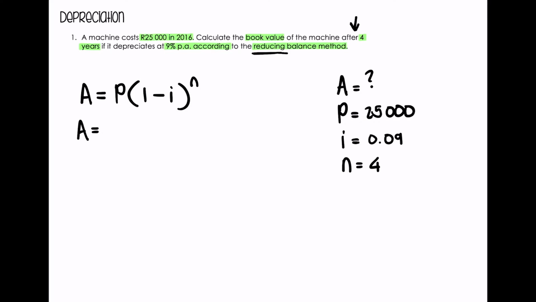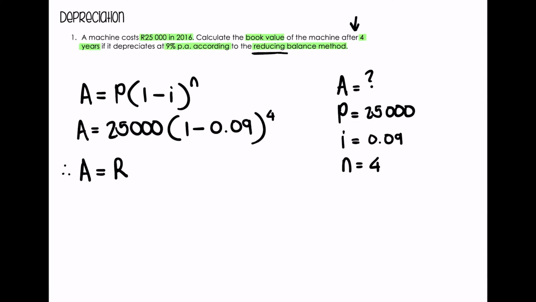So A is equal to P, which is 25,000, into 1 minus 0.09 raised to the power of N, which is 4. So therefore, A is equal to, remember with money you need a unit and 2 decimal places. When we type that all into our calculator, we get an answer of 17,143 Rand and 74 cents.